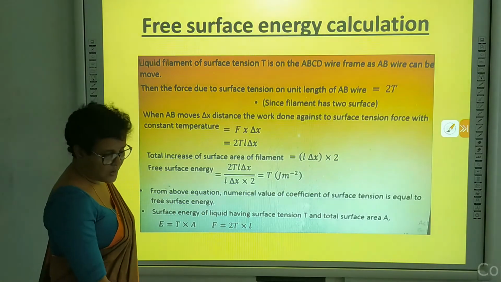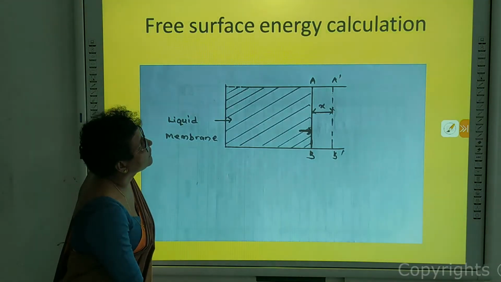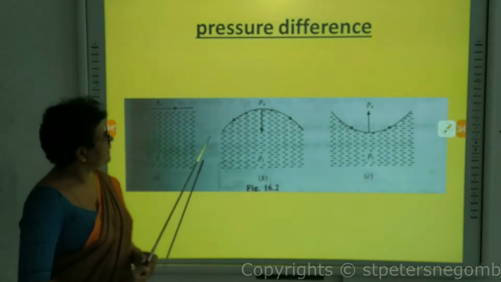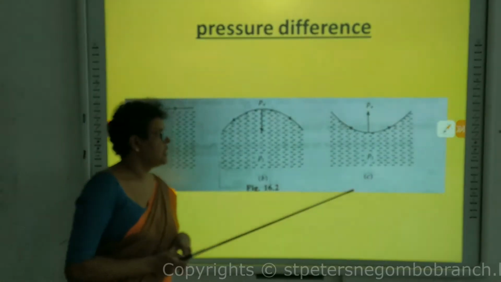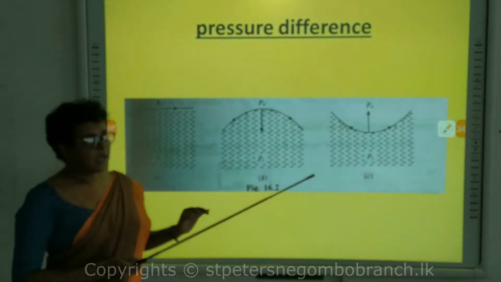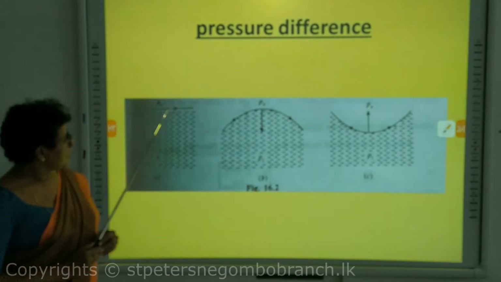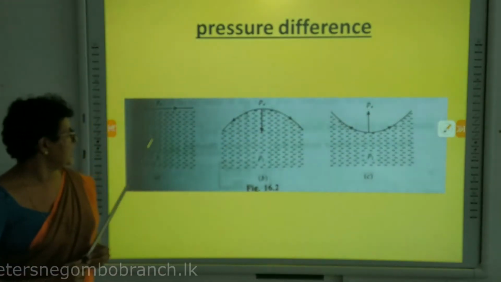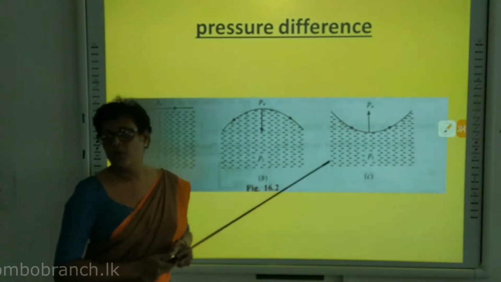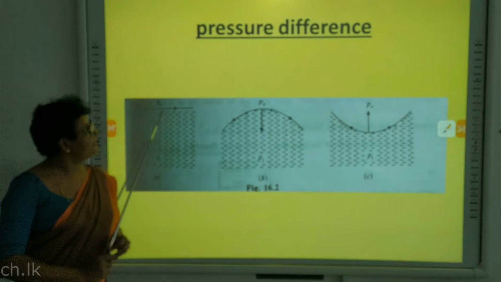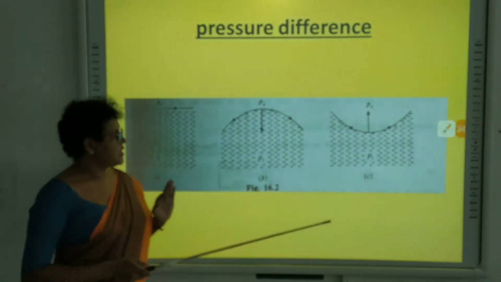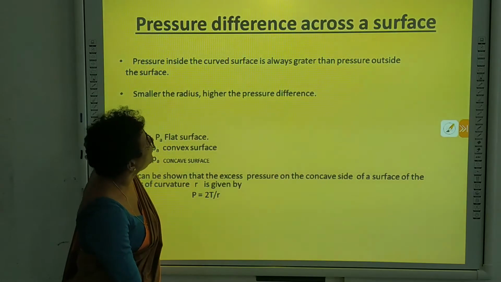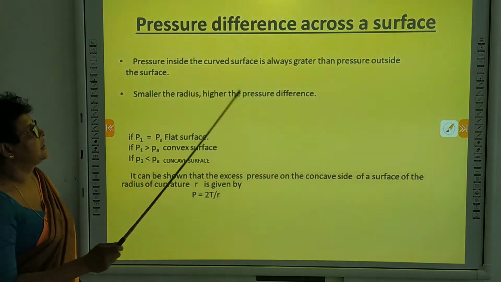Okay. Now look at this. Here the meniscus is flat. Here outwards and here inwards. Now there is a pressure difference. Here there is a pressure difference. Now here this atmospheric pressure. Now here liquid pressure. Okay, but you have a pressure difference here, here and here. Now we'll see how to calculate this pressure difference, right? Pressure difference across the surface.